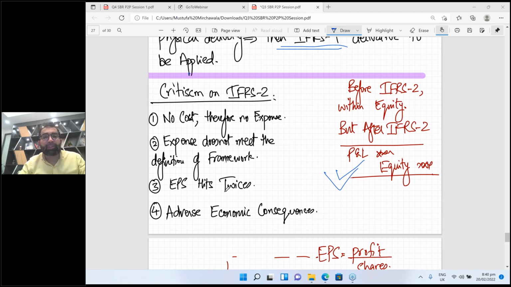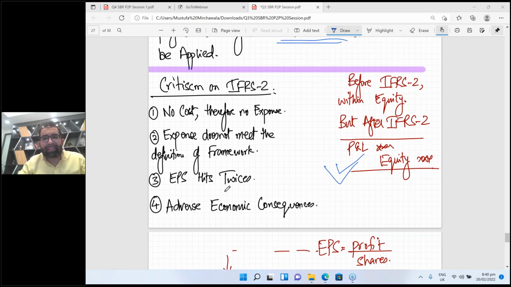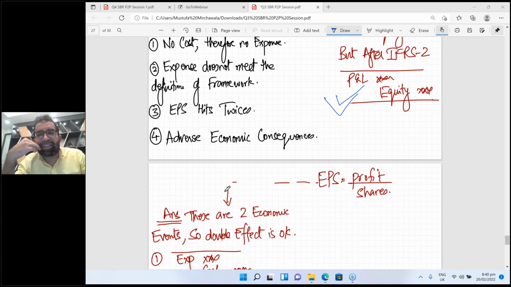The third thing is EPS hits twice. Can you see the formula of EPS? The basic formula for EPS is profit divided by shares. Now wait, see this entry. When you book the expense, your profit goes down.